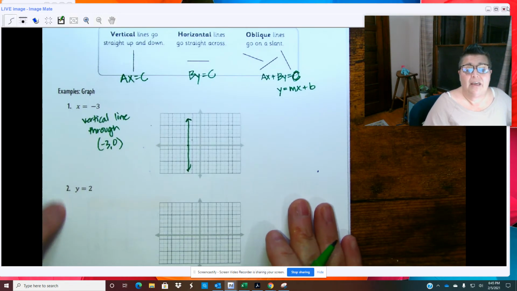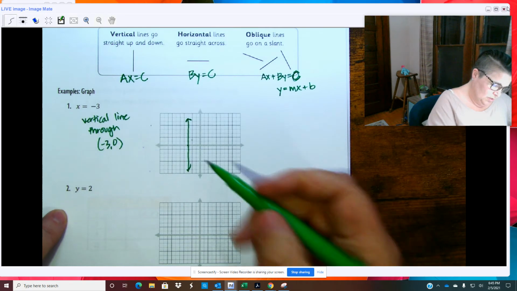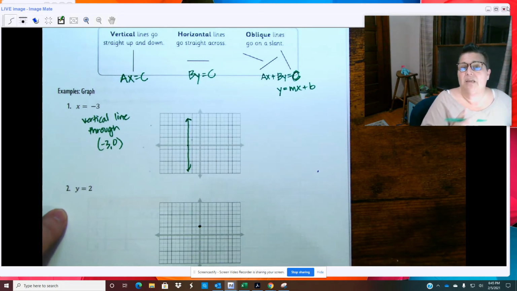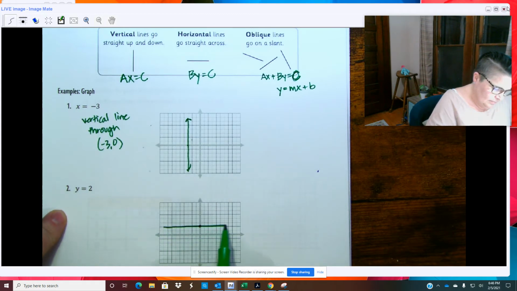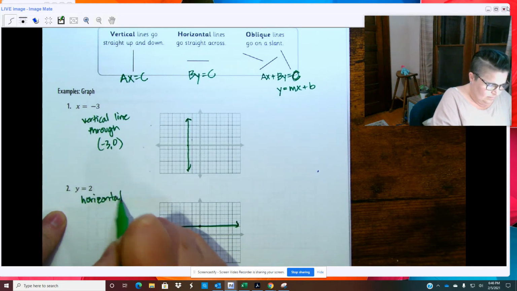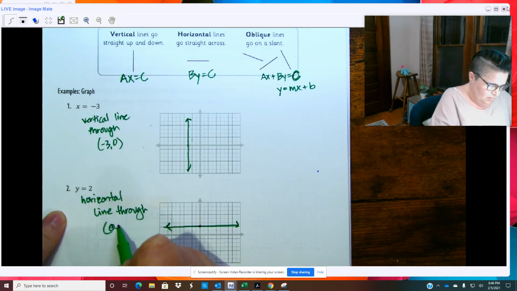Similarly, if you have an equation that looks like y equals 2, recognize right away that this is not going to be a slanted line. There's not two different letters in it. It's just y equals 2. So this line will be either vertical or horizontal. Since I know y can be 2, on my y-axis, I can find 2. Y is at 2. And the only way to go through that point is to be a horizontal line. This is a horizontal line through 0, 2.